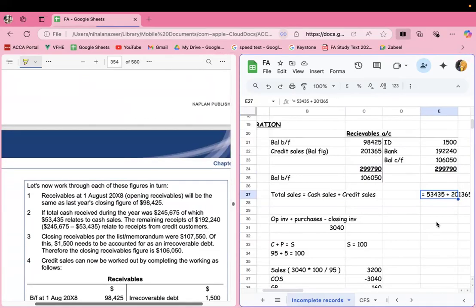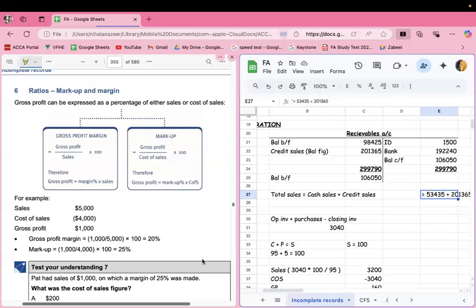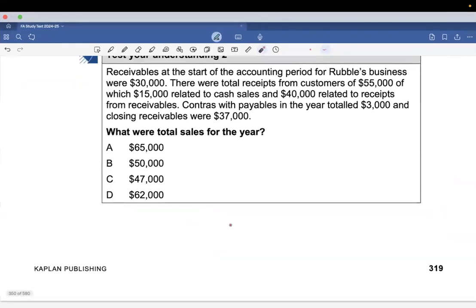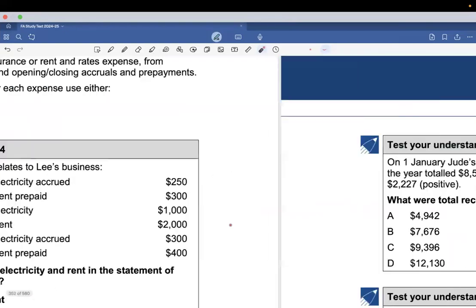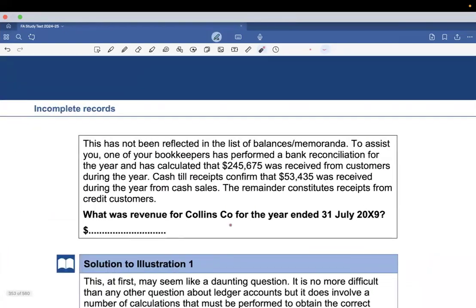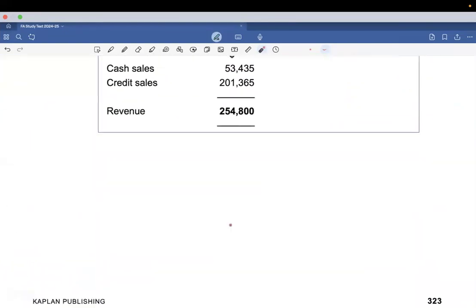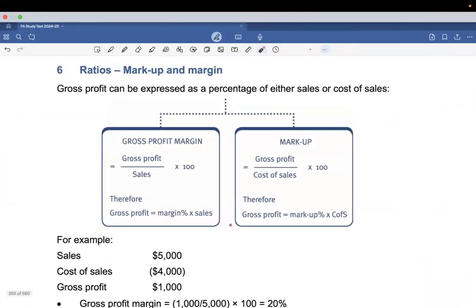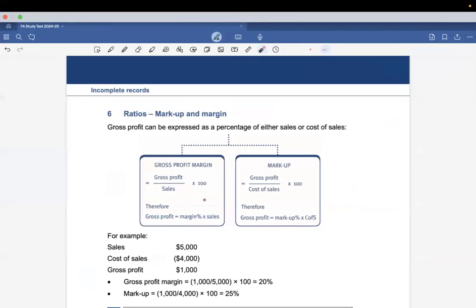Just a moment. Okay, Elvira. Next topic, markup and margin. It's the last one. Last one, last one. Okay.